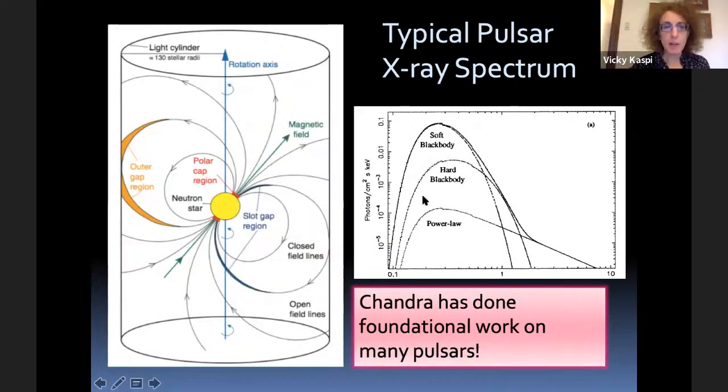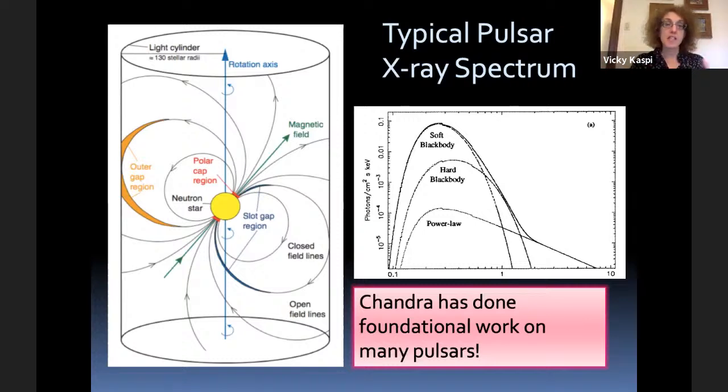And so a typical pulsar spectrum will have multiple components: the soft black body probably from the surface, a harder black body maybe from the polar caps reheated by magnetospheric currents that come back down, and the non-thermal emission, the spiky magnetospheric emission that can be coming from different places. So the polar cap regions, I said, could be the hard black body, the whole surface soft, and there are gaps, identified as slot gaps or the outer gap, that are places of particle acceleration where the non-thermal emission can be produced. And Chandra's done foundational work on many of these radio pulsars.